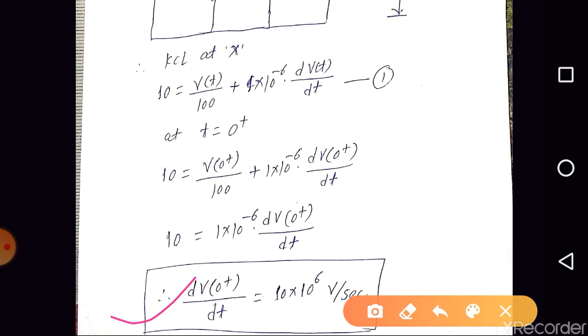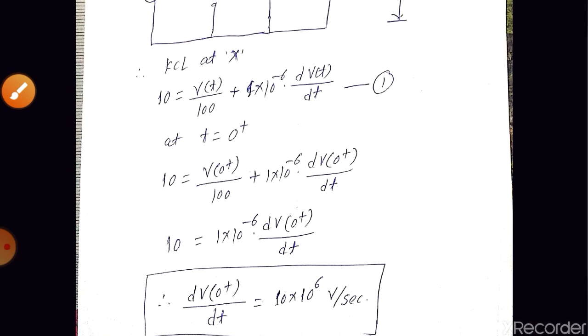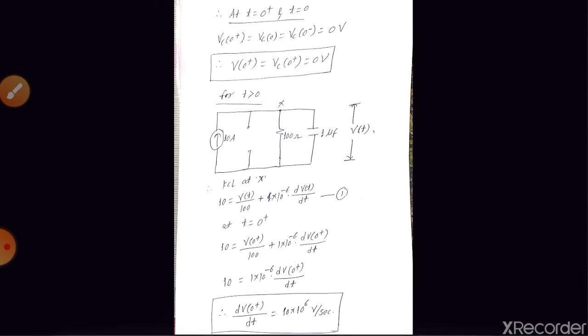Change in the time, the unit is second. Change in the voltage, the unit is volt, right? So it is a volt per second, right? Are you getting the point? So this is the answer for the second bit, right?